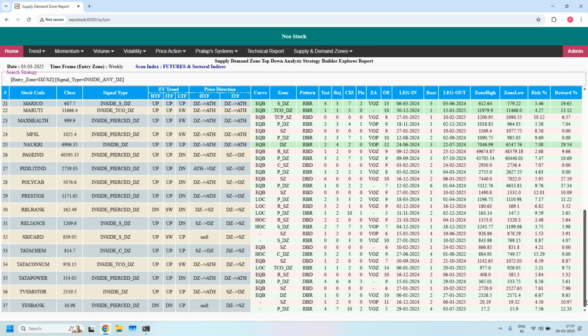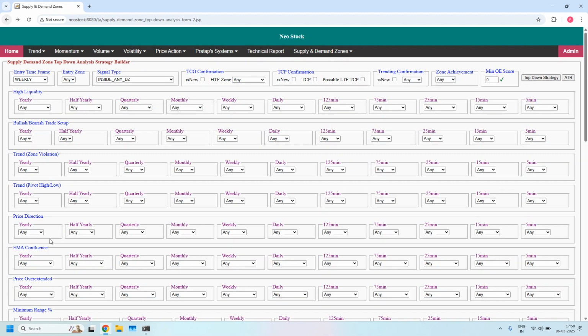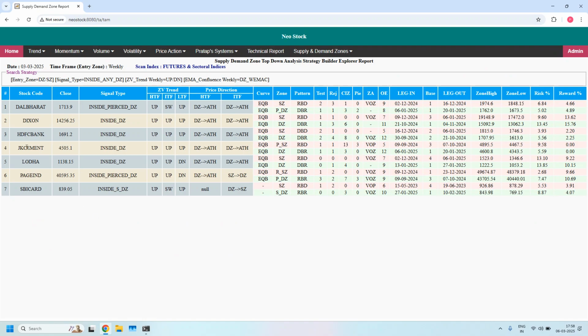We can further filter this list by setting the EMA filter. Weekly demand zone having weekly EMA confluence. So in the EMA confluence at weekly time frame, I am setting the filter. Weekly demand zone is having weekly EMA confluence or not. And also the trend on the weekly should not be sideways. It can be up or down. With these filters, we got 7 stocks from 37.